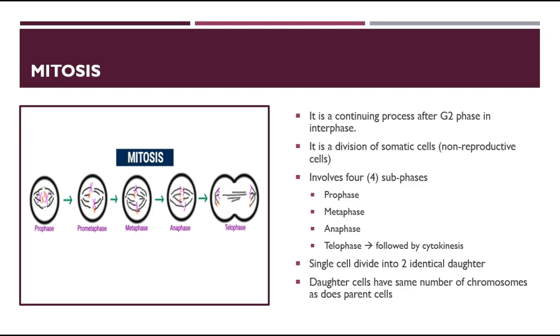So mitosis can be defined as a single cell producing, as the end product, 2 identical daughter cells. This means the daughter cells are identical, exactly like the parent cell. They have the same number of chromosomes as the parent cell.